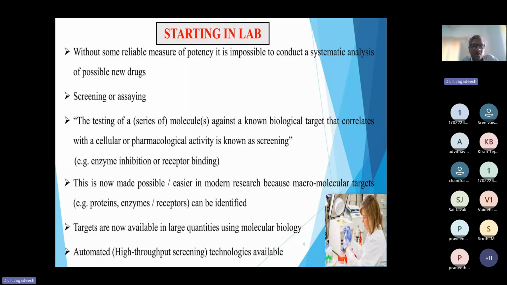This is now made easier in modern research because macromolecular targets like proteins, enzymes, and receptors, which can be genetic receptors based in the DNA and RNA, can be identified with ease. Targets are now available in large quantities using molecular biology, so we can screen them to come out with a drug. Automated high throughput screening technologies are also available, so we are going to have these compounds synthesized with robotics, and we are going to synthesize a series of compounds.